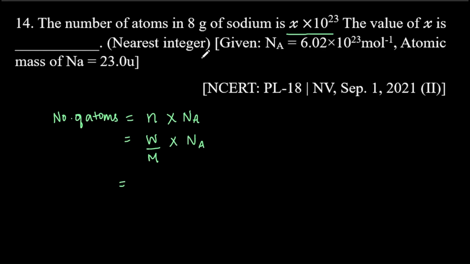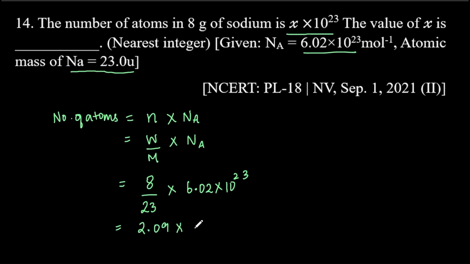In the question, the given mass is 8 gram. So in the numerator, you have to write 8, and the molar mass, that is the atomic mass of sodium, is given as 23 u. So the molar mass of sodium is 23 gram, into Avogadro number, which should be taken as 6.02 into 10 power 23. If you do the calculation, you will get the answer as 2.09 into 10 power 23.